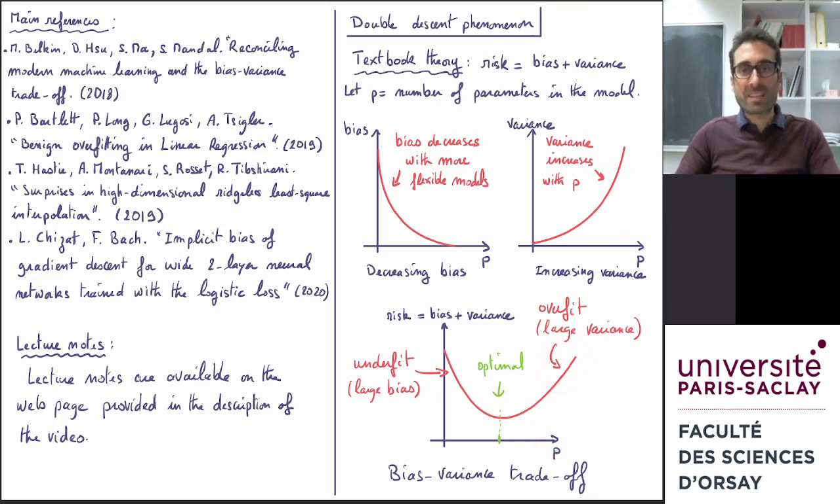So the best is to be somewhere in between here, where you have the best trade-off between the bias and the variance. The bias is not too large, the variance is not too large, and this is the complexity of the model that you should choose. This is really what you find in any classical textbook.